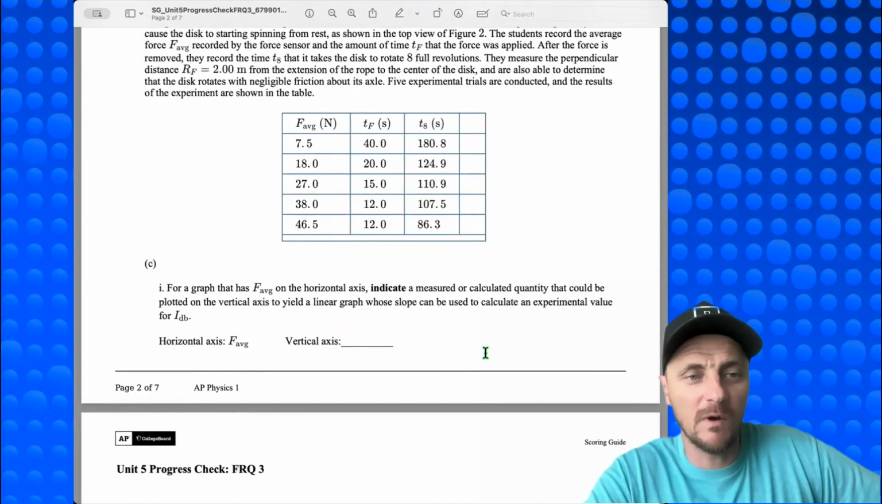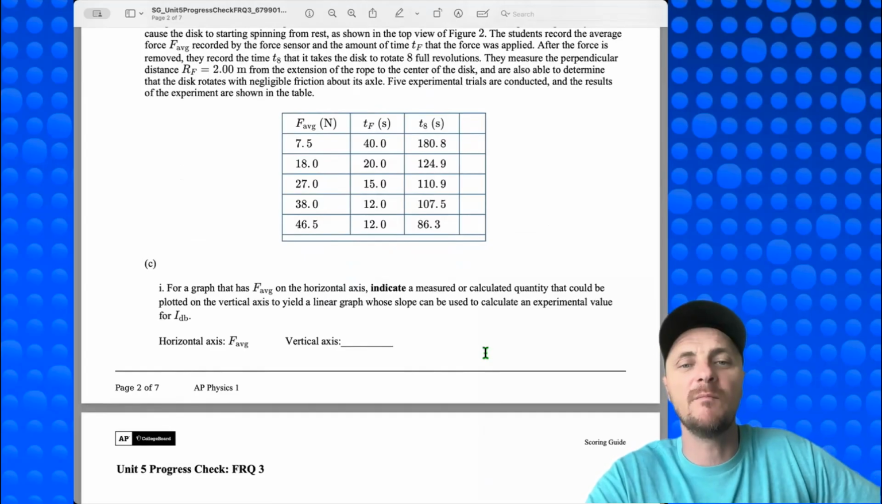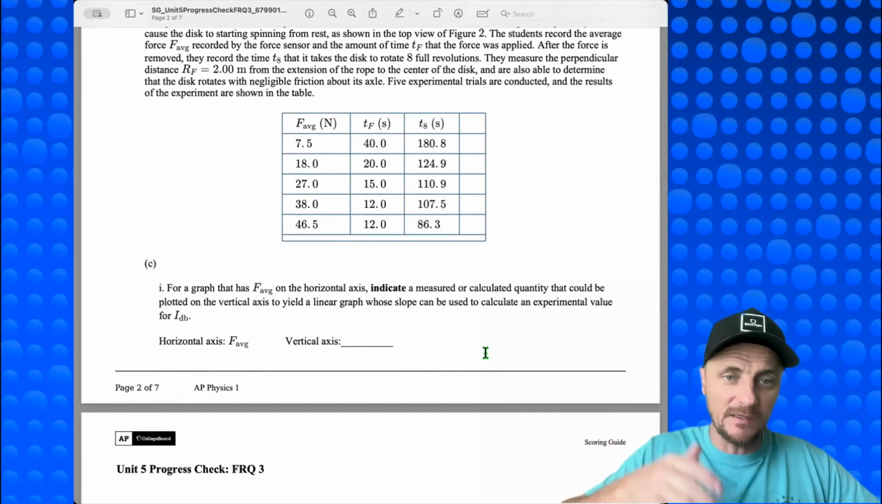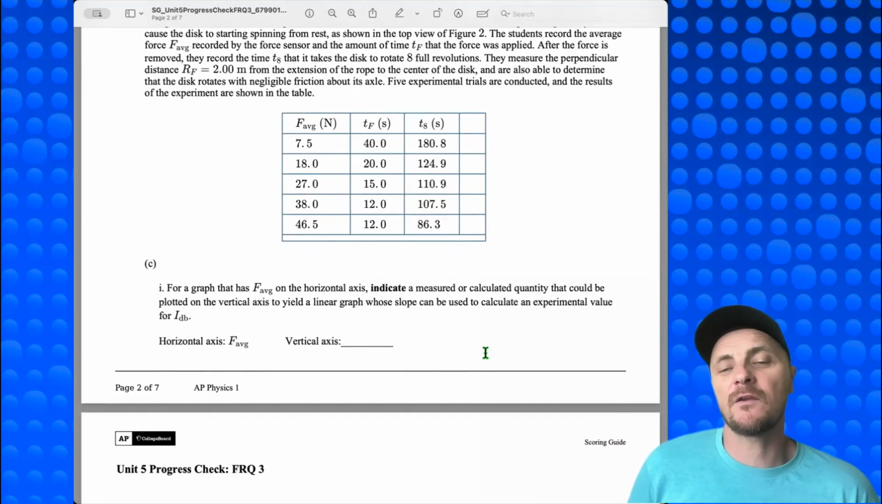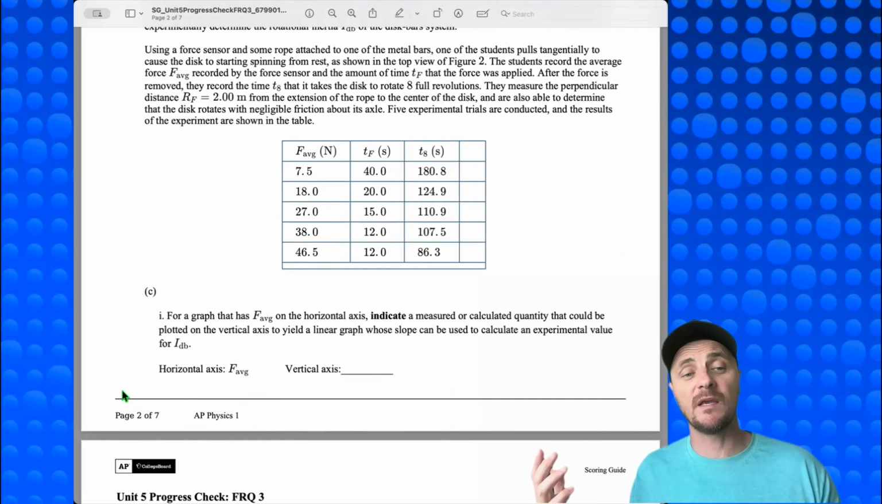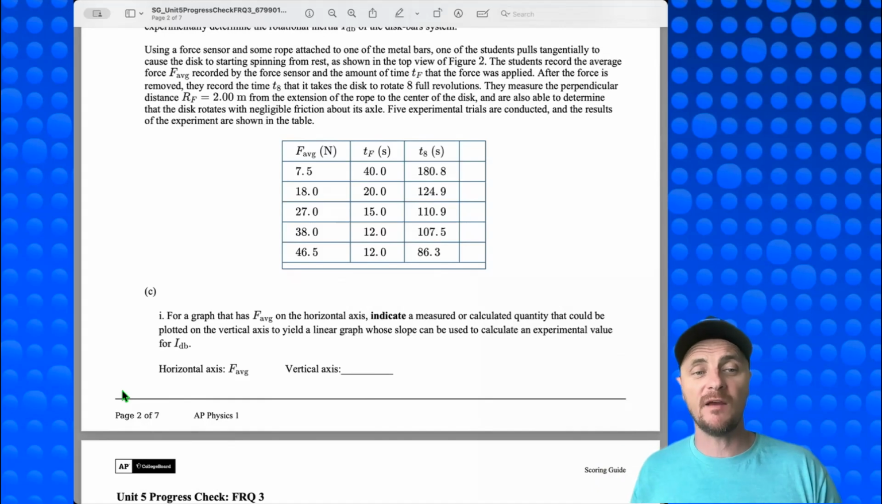All right, part C1. For a graph that has F average on the horizontal axis, indicate a measured or calculated quantity that can be plotted on the vertical axis to yield a graph whose slope can be used to calculate an experimental value for I_DB, which is the rotational inertia of the disc bar system that you see here. So once again, they're helping us out. They're telling us on the horizontal axis, we have to put F average.